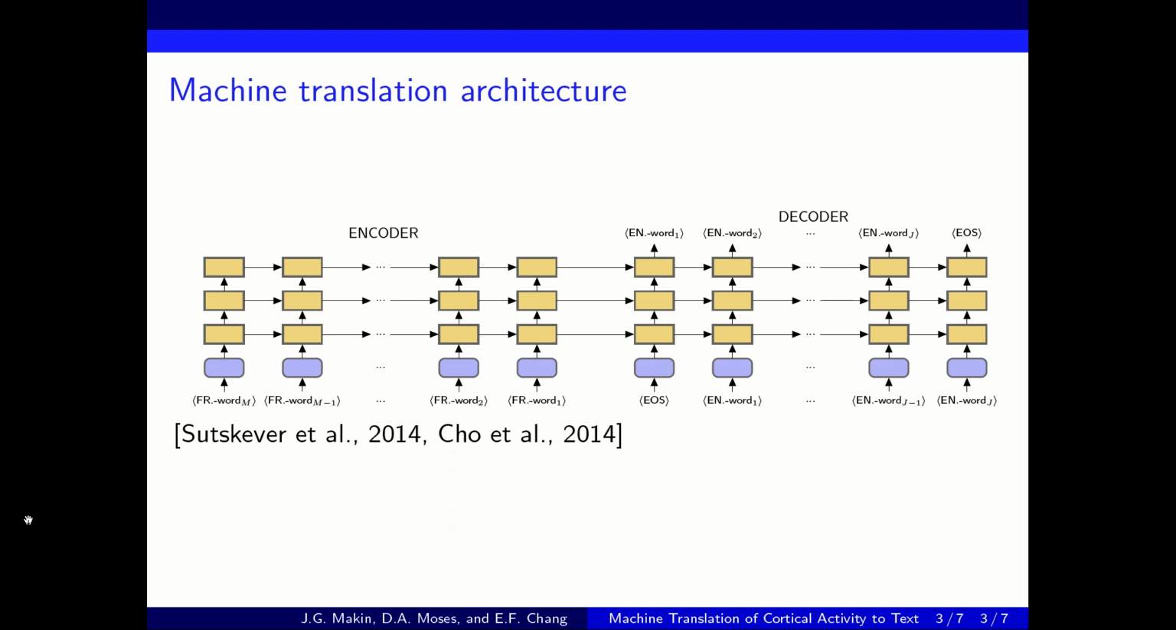Our decoding algorithm was inspired by recent results in machine translation. In 2014, it was shown that recurrent neural networks trained end-to-end could produce translations competitive with those of the elaborate statistical models underlying the then current state of the art.